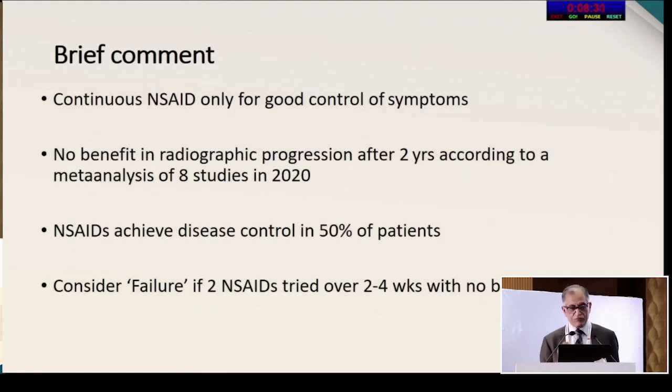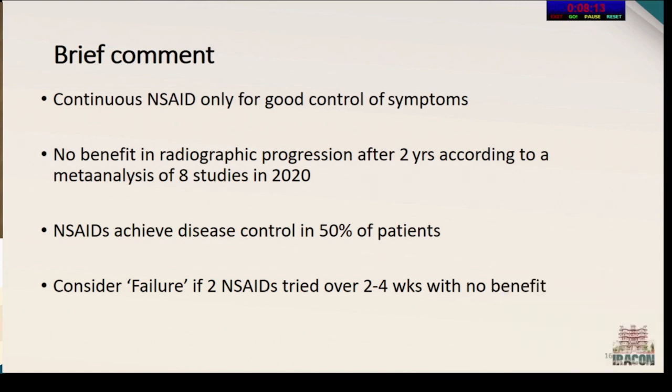Now here my comment is that continuous use of NSAIDs is required mainly for control of symptoms. The previous controversy that it prevents structural progression is now resolved. A meta-analysis of 8 studies in 2020 has established there is no prevention of structural damage, and so don't use it for that purpose. NSAIDs achieve disease control in half the patients. You consider them a failure only if 2 NSAIDs have been tried over 2 to 4 weeks without any benefit.